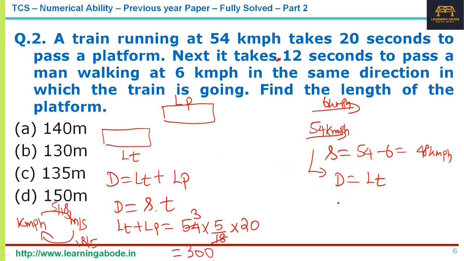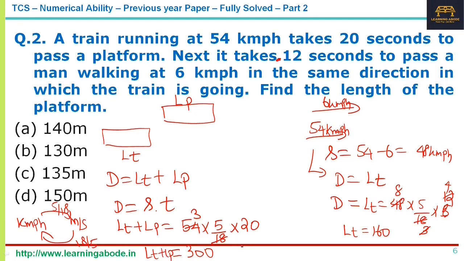Now if you come this side, the distance, or length of the train now, is equal to 48 into 5 by 18. Now for this it takes, I'm sorry, 12 seconds. So 18, this is like 3 times 6 common. This is 8, and 3, it is like 4. So 4 into 5, 20, 160.